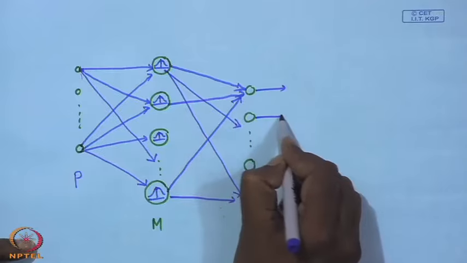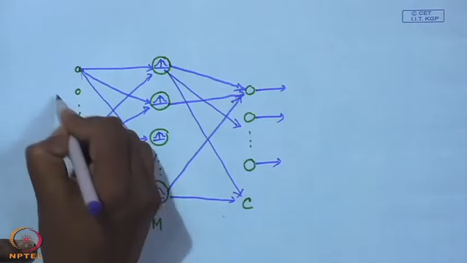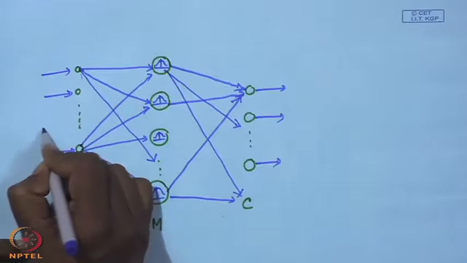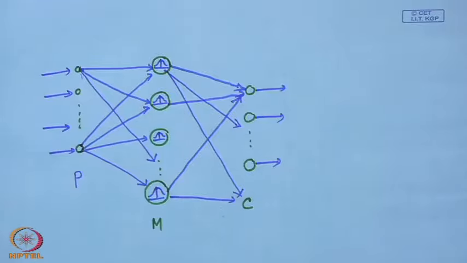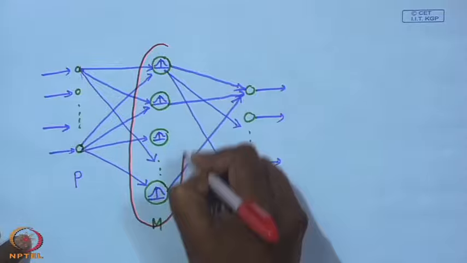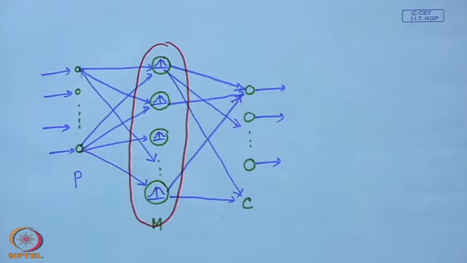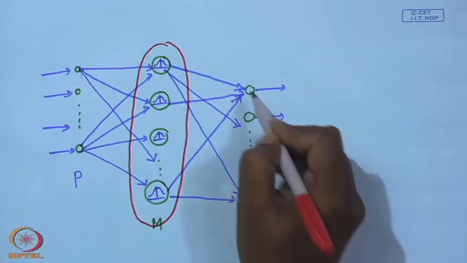Finally, I have outputs from the classifying neurons, and here I feed the input feature vectors. So, this is the architecture. The nodes in the hidden layer perform the radial basis function, and nodes in the output layer perform a linear combination of the outputs of the hidden layer nodes. So, here I will have a linear classifier.